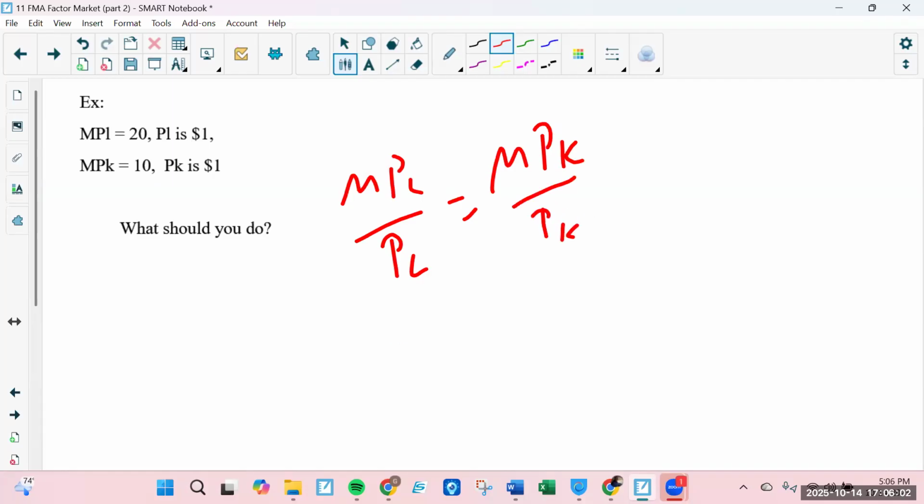Okay, now we just plug in the numbers. We say 20 over 1 should be equal to 10 over 1. Well, it's not. In fact, 20 over 1 is greater than 10 over 1. So what do you do? The answer is buy more labor and less capital. Why buy more labor? Because your additional production per dollar is greater than the additional production per dollar of capital. So you buy more labor. But if you're going to buy more labor, you don't have an infinite amount of money or funds. Businesses don't have an infinite amount of money or funds. So you have to buy less capital: more labor, less capital.